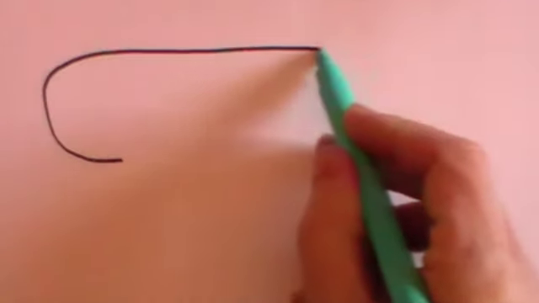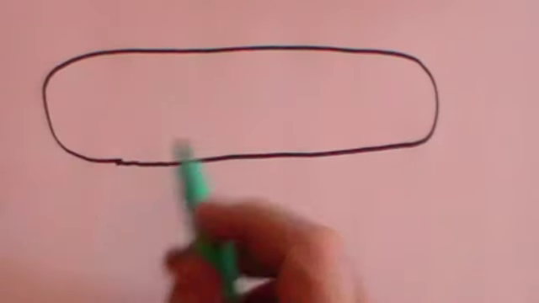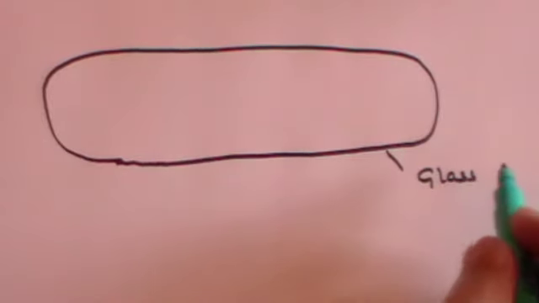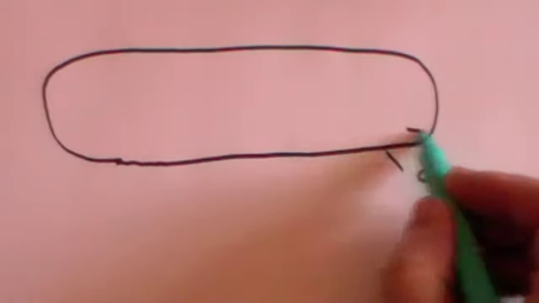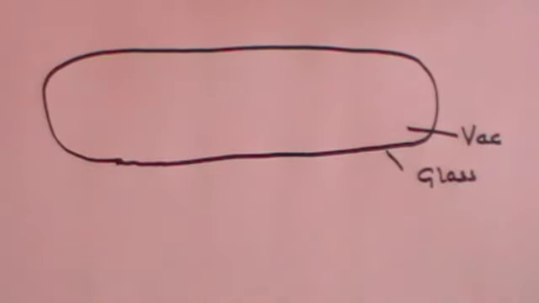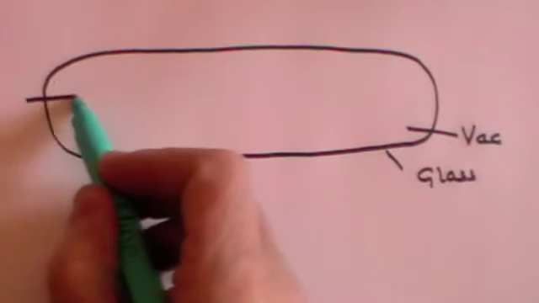We take a glass tube. This is a sealed glass tube. So this is glass, and we evacuate it. That is, we take all the air out, or as much as we possibly can, so that there's a vacuum inside the tube. Then we take two electrodes.